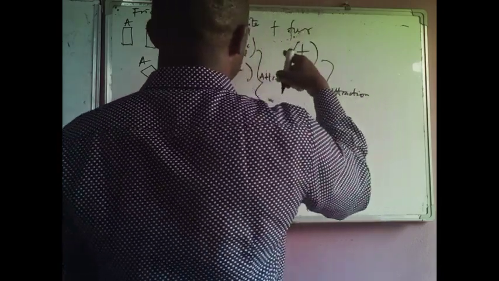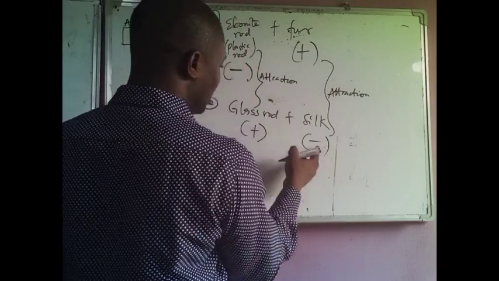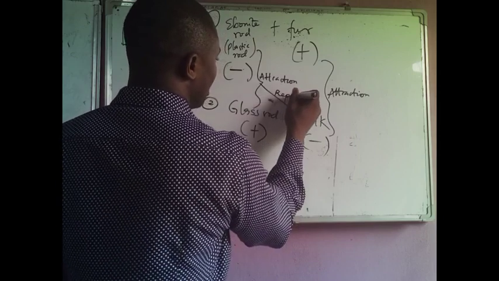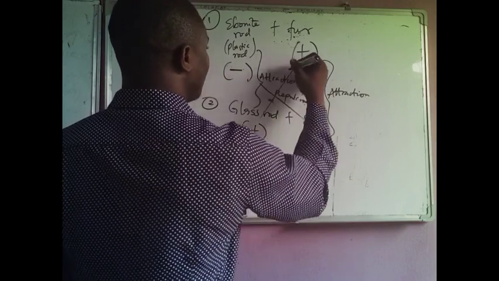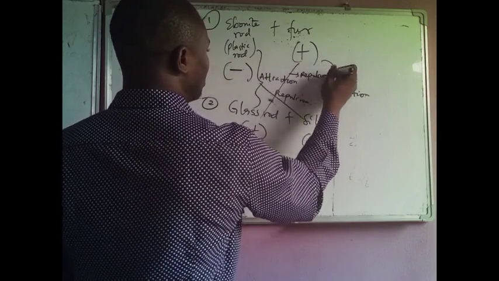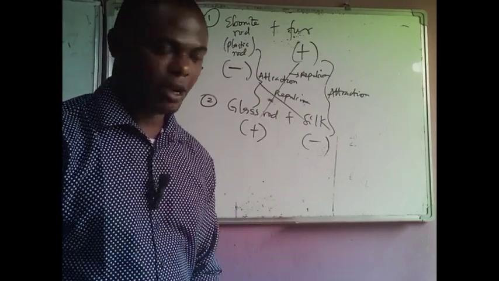But when you combine charged ebonite rod with charged fur, or charged glass rod with charged silk, these two will show repulsion. The same thing with fur and glass rod, there will be what? Repulsion again. So these are the important things that you'll be expecting from any exam.